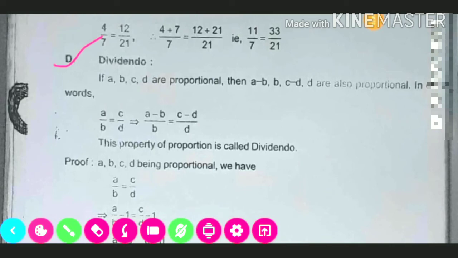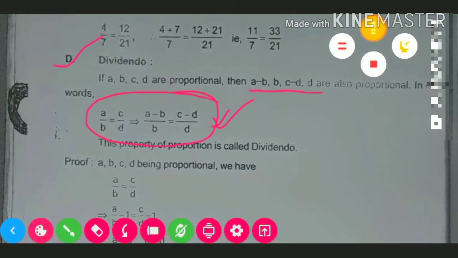Number D is dividendo. If A, B, C, D are proportional, then A minus B, B, C minus D, D are also proportional. In other words, A divided by B is equal to C divided by D is equal to A minus B divided by B is equal to C minus D divided by D. It is the form, the formula of our dividendo.